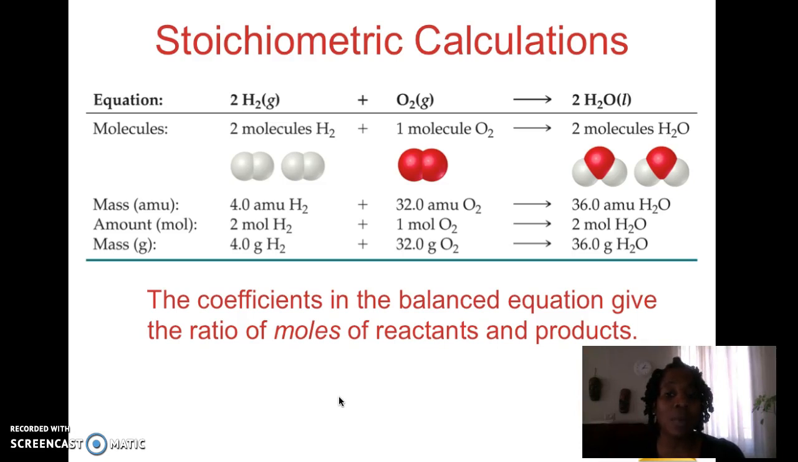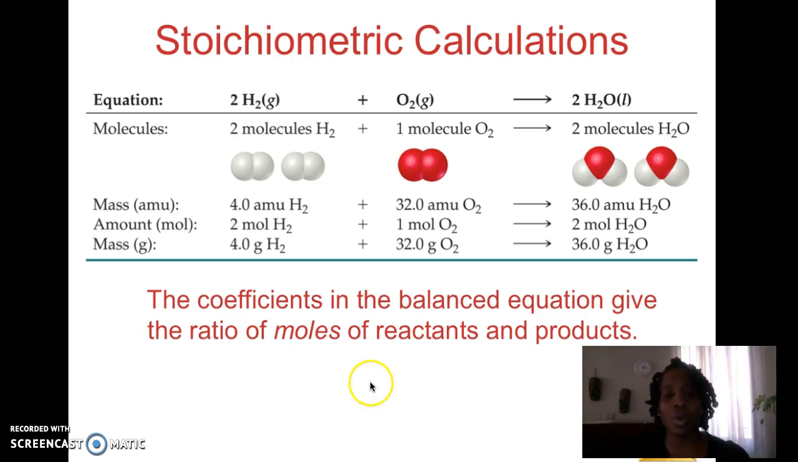It does not represent the mass ratio, however, so you have to use your periodic table to find the formula masses or the molecular masses or the molar masses of each substance so that you can see the quantities or the relationships they will react in grams.